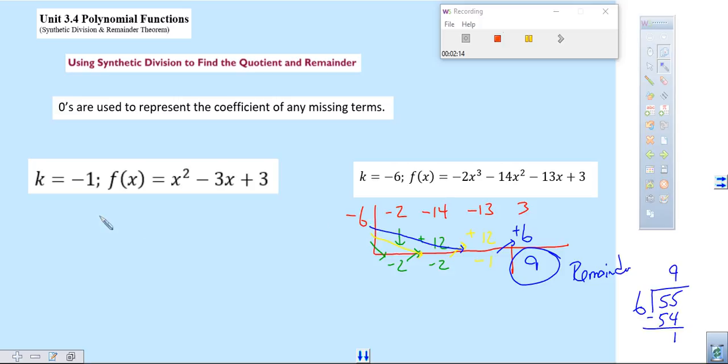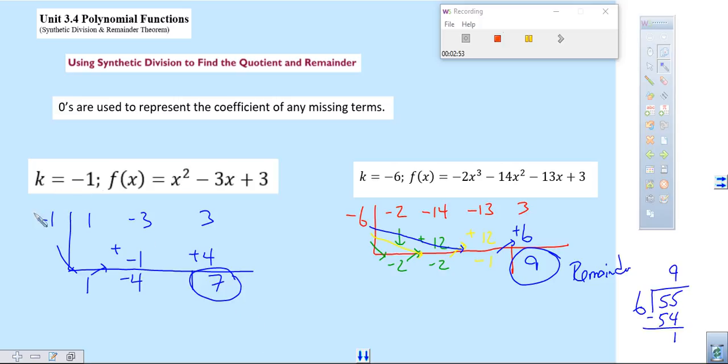All right, so take a look at this guy real quick. We'll do the same thing with -1, do it very quickly: 1, -3, and 3. We bring it down, that's 1. We multiply, that's -1. We add, that's -4. We multiply, that's +4. We add, that is 7. So once again, this -1 would not be a solution for this particular polynomial because there's a remainder.